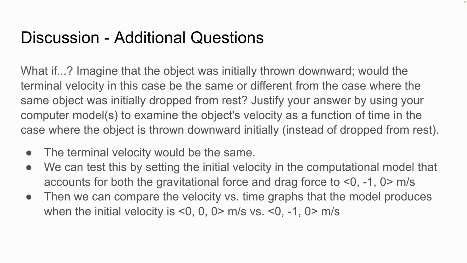Imagine that the object was initially thrown downwards. Would the terminal velocity in this case be the same or different from the case where the same object was initially dropped from rest? The terminal velocity would be the same. We can test this by setting the initial velocity in the computational model that accounts for both the gravitational force and drag force to be 0, -10 meters per second. Then we can compare the velocity versus time graphs that the model produces when the initial velocity is 0, 0, 0 meters per second and 0, -10 meters per second.